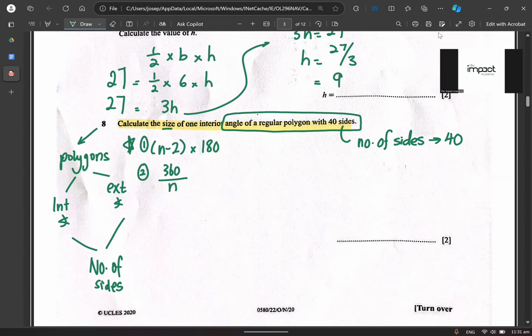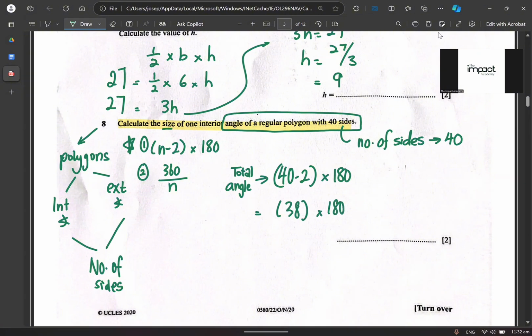You are basically going to do what? Can you tell me? Very good. 40 minus 2, right, times 180. All right, this is my total angle. Am I making sense or not making sense? Yeah. All right, so my total angle over here is 40 minus 2 times 180. And I will get to an answer of 38 times 180.